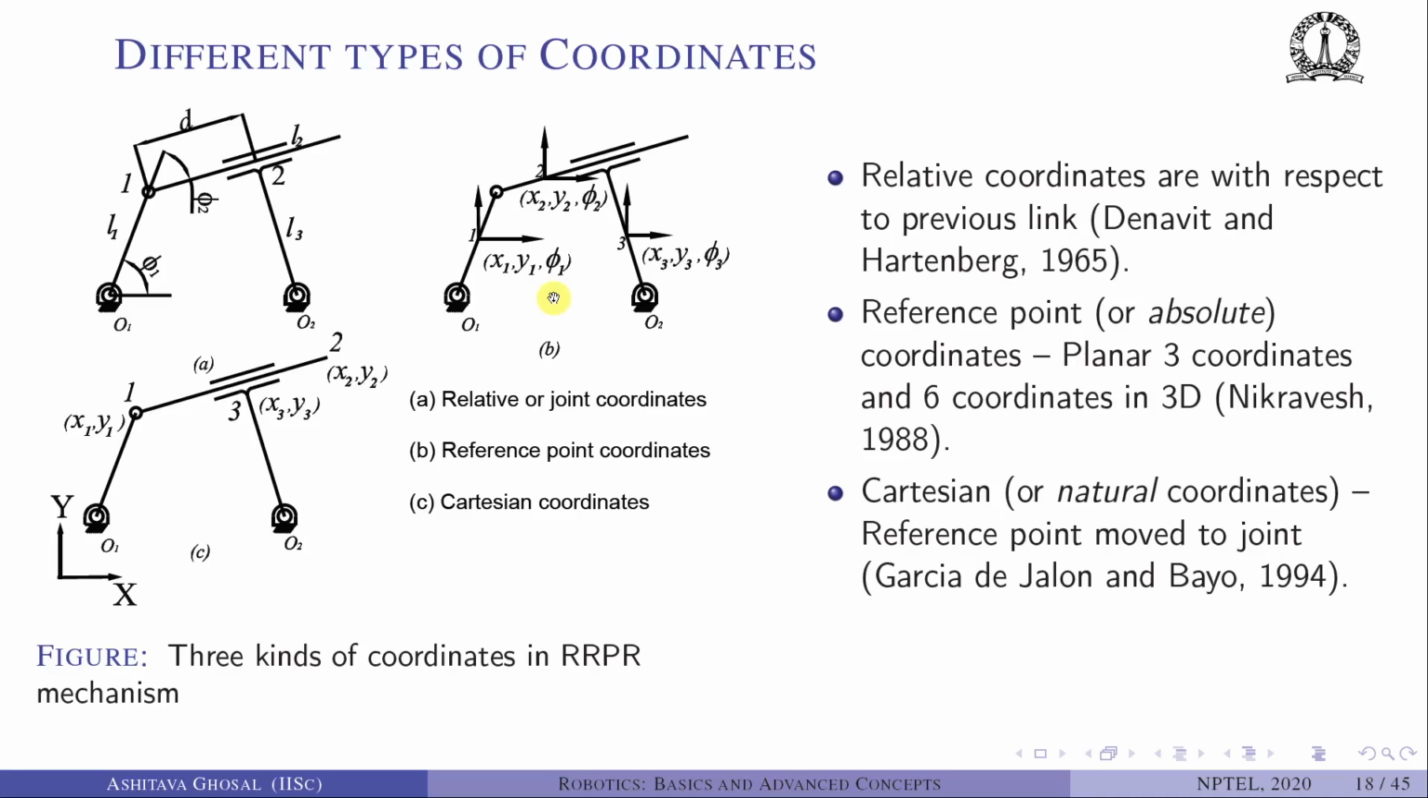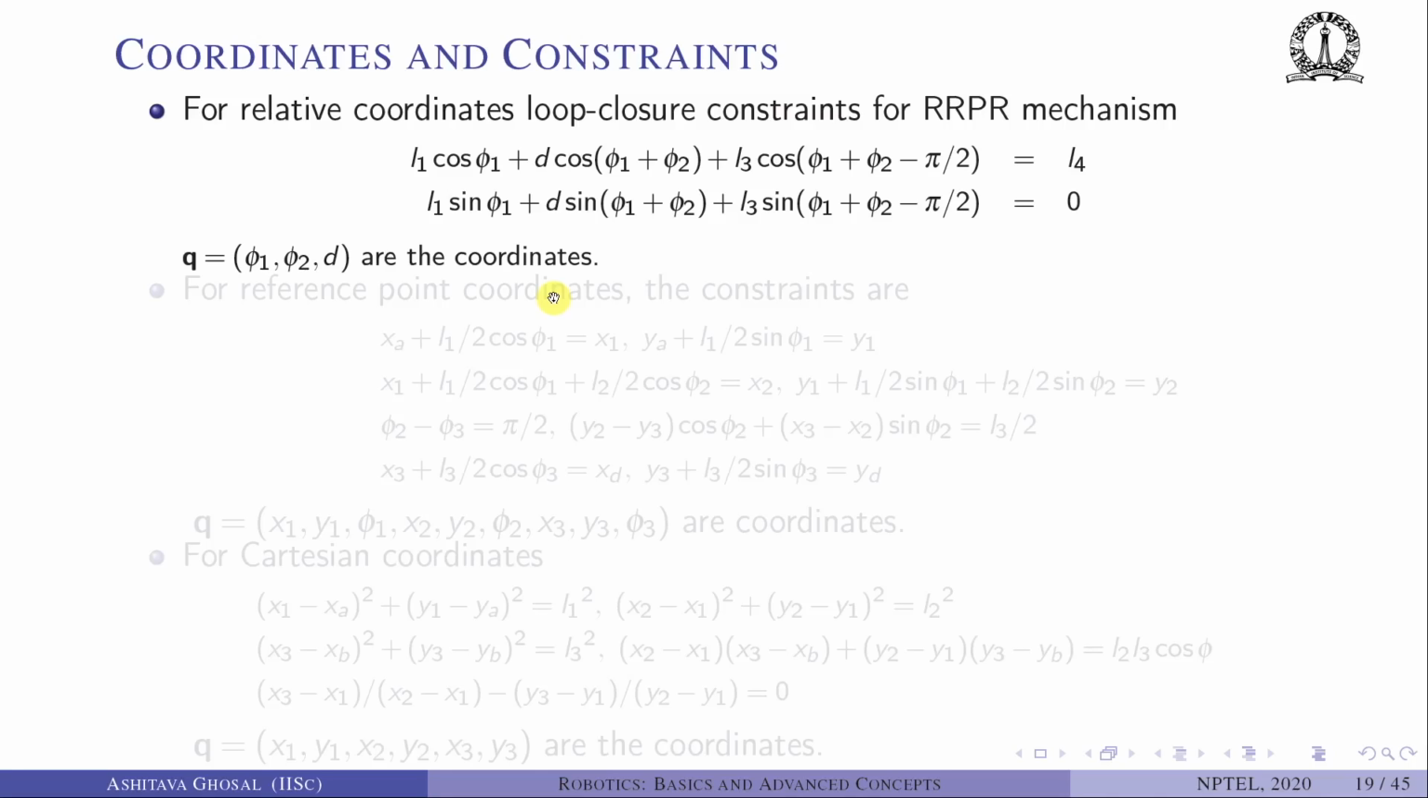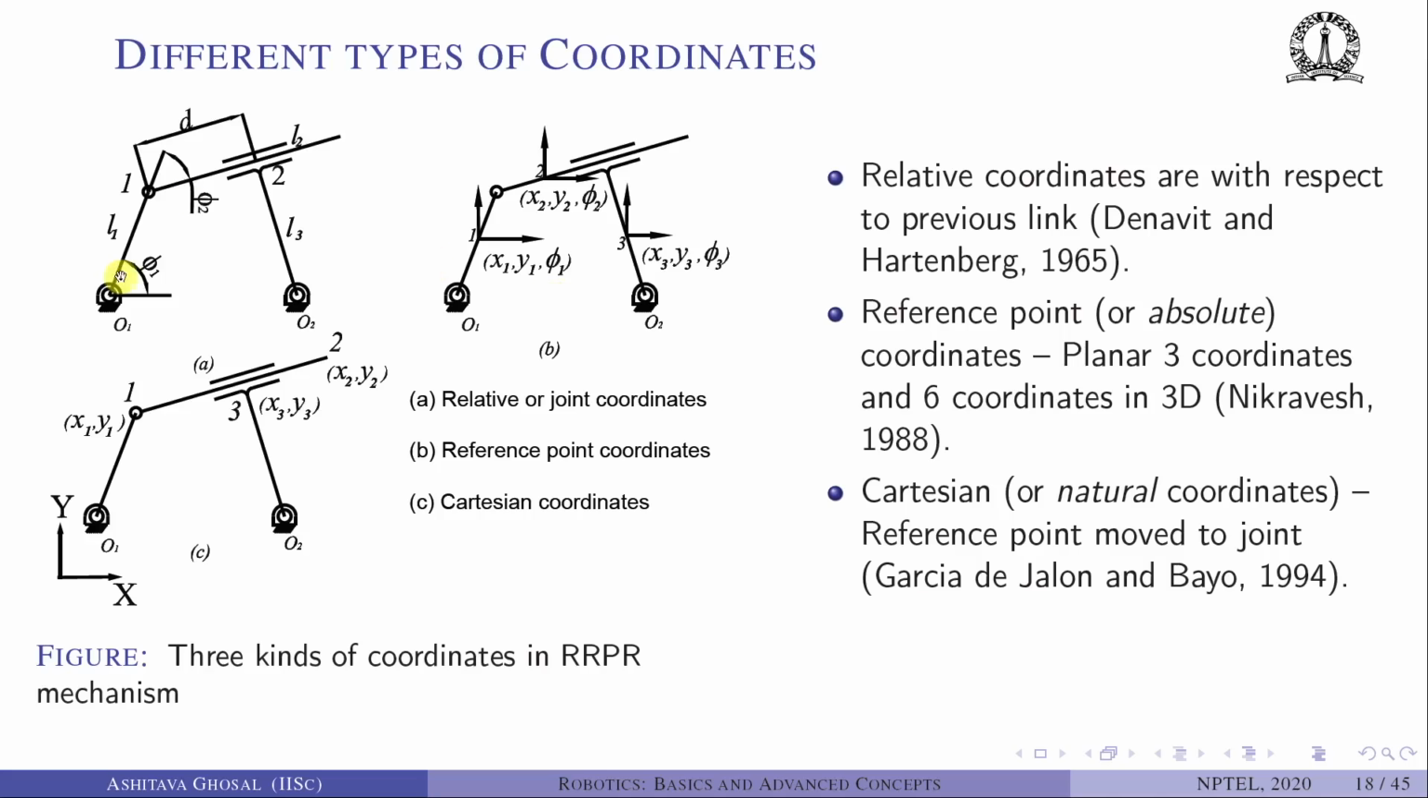of this RRP linkage. So we need to look at the loop closure equations because not all these coordinates are independent. If you go back and substitute the number of links, joints and everything in the Grubler-Kutzbach criteria, you will see that all of these are 1 degree of freedom. It's the same mechanism, so it has degree of freedom 1. So in this case, I need 2 constraints. Why? Because I am introducing phi 1, phi 2 and D. So there must be 2 constraints because there is only 1 degree of freedom.